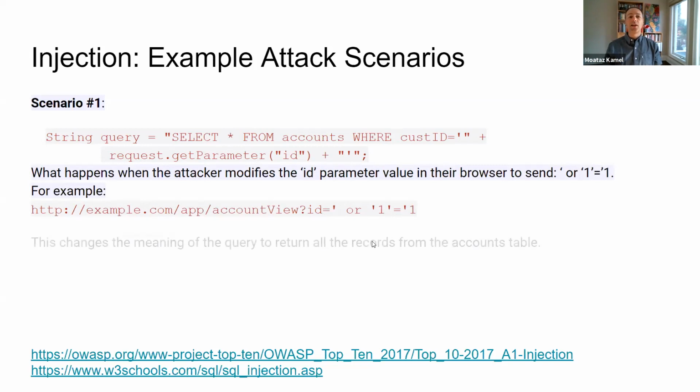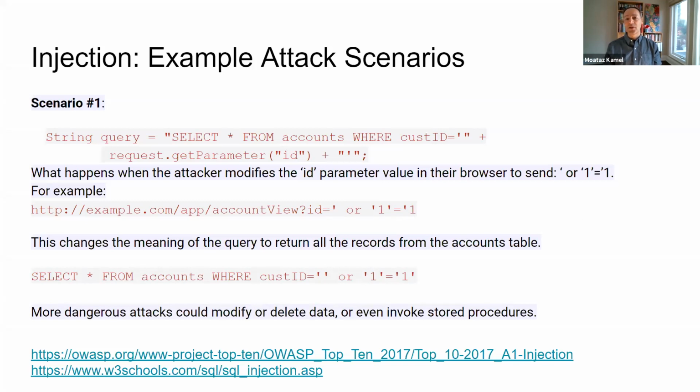What that does is it changes the meaning of the SQL to return all records from the database instead of just one record, because 1 equals 1 is true. So this is selecting where customer ID equals nothing or true. Basically it always defaults to true, and then it returns every record in the database. This is what the select statement would look like. This is a dangerous attack because it can grab all records out of that database that the user's not authorized to see. But there are even more dangerous attacks to delete data or even invoke stored procedures.